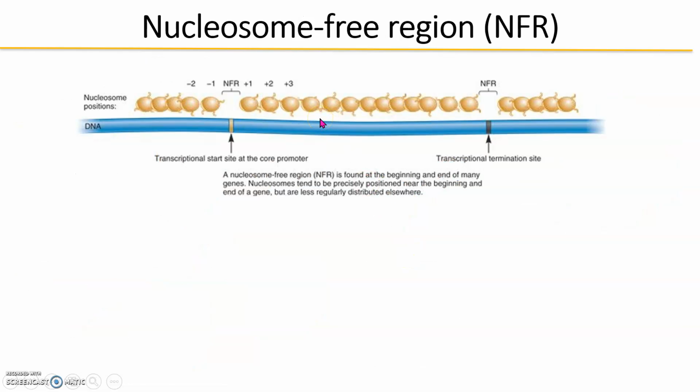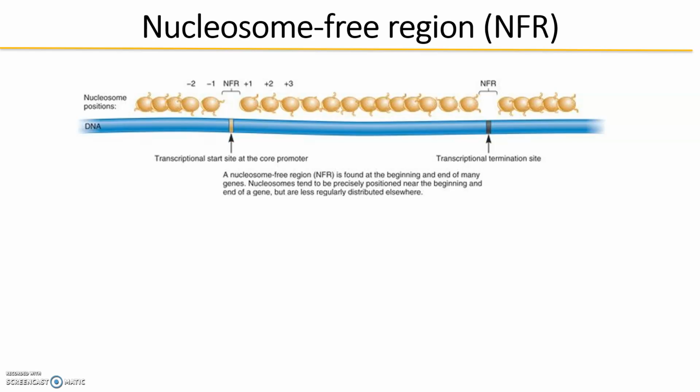Now, there is such a thing as a nucleosome-free region. These nucleosome-free regions usually flank a gene, so they occur at around the core promoter and around the terminator site, okay? So this is flanking our genes. It's identifying the beginning and the end. Why might that be beneficial? What is the purpose of having a nucleosome-free region at a core promoter? So think about that and come up with an answer.